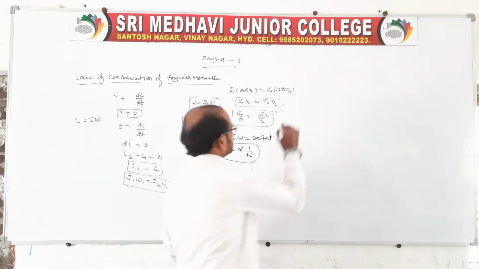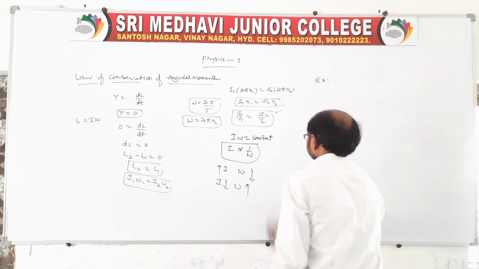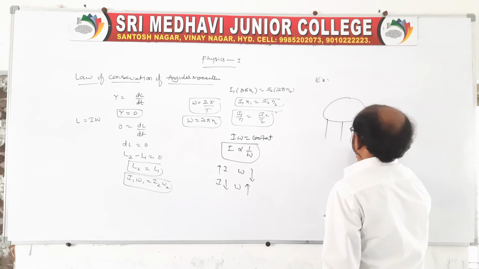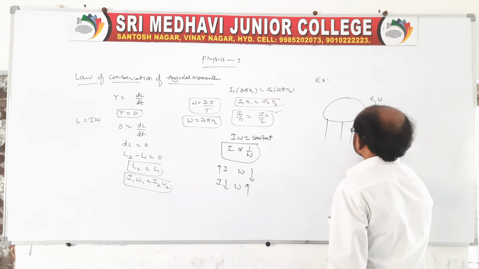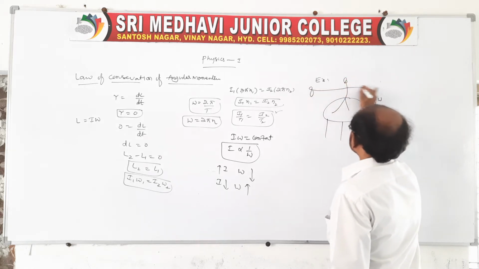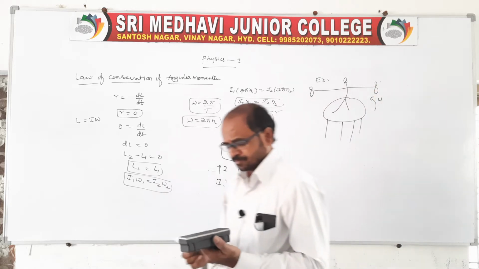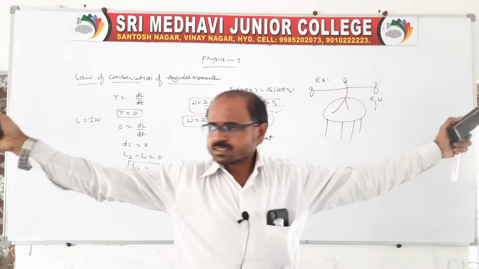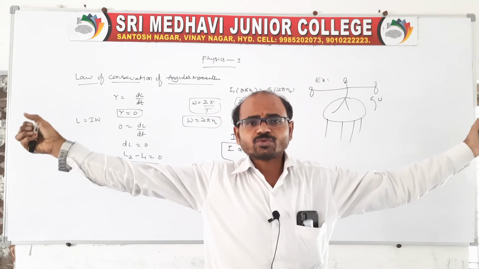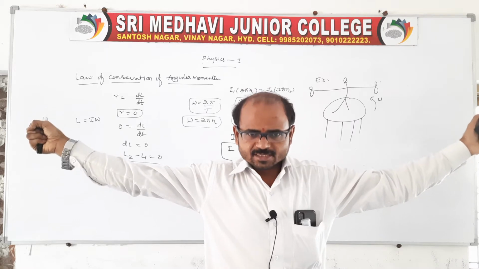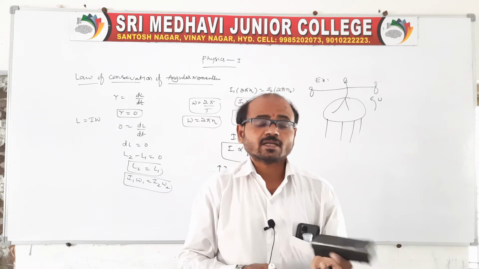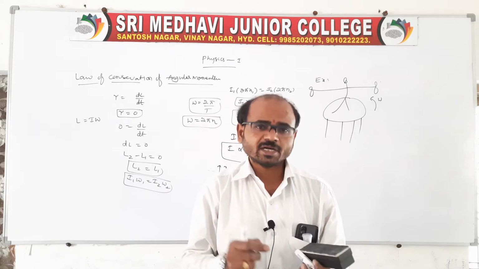There are some examples related to this. See, there is a turntable. The table is rotating with an angular velocity omega. On the table, one person is standing with two dumbbells, one in each hand, with his hands stretched out like this. There is a stretched position and a folded position. So what will happen to the angular momentum, the angular velocity and the moment of inertia?